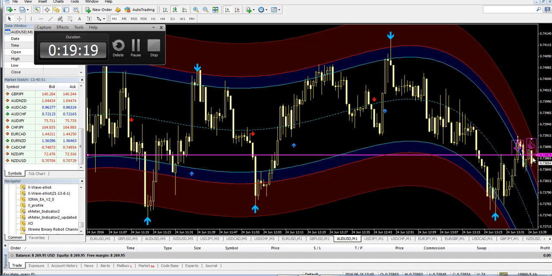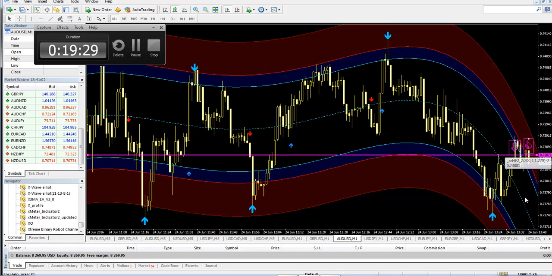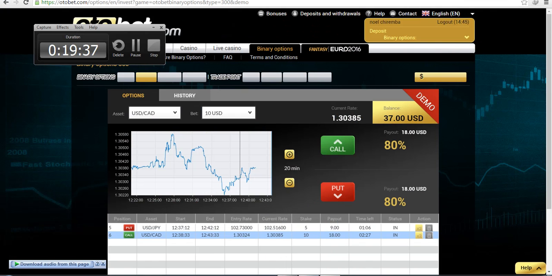I want somewhere here. So as you can see, guys, since it's in the right zone, if it touches back this line, I can actually go back and put a put. Even from here I can actually put a put, but let me just wait for these trades to expire.